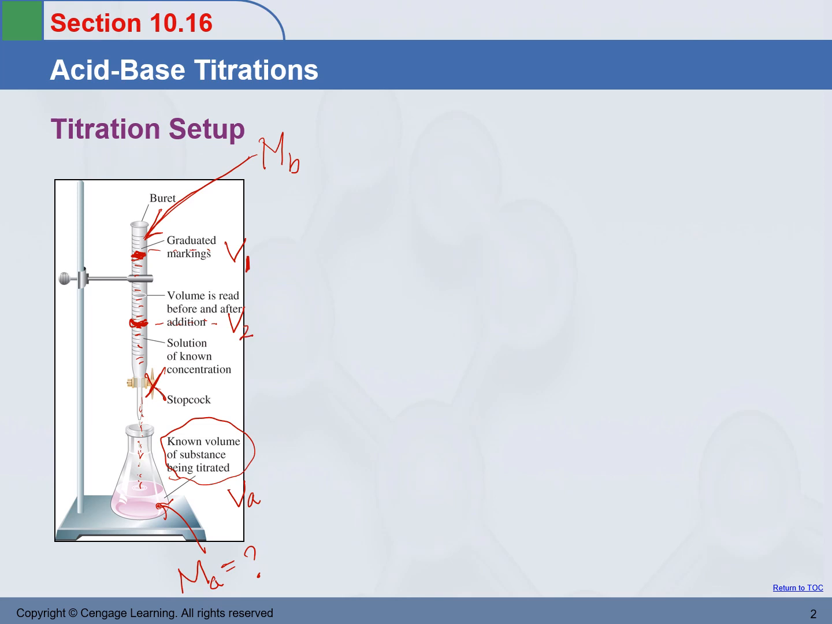Now the difference between these two readings, volume 2 minus volume 1, is actually the volume of the base used to react with the acid in the flask. Does that make sense to you? So we know this, we know that. This is the only one that is unknown. All right, if you understand what is going on in this lab, let's look at all the information we just summarized on the last slide. Let's review it quickly again.